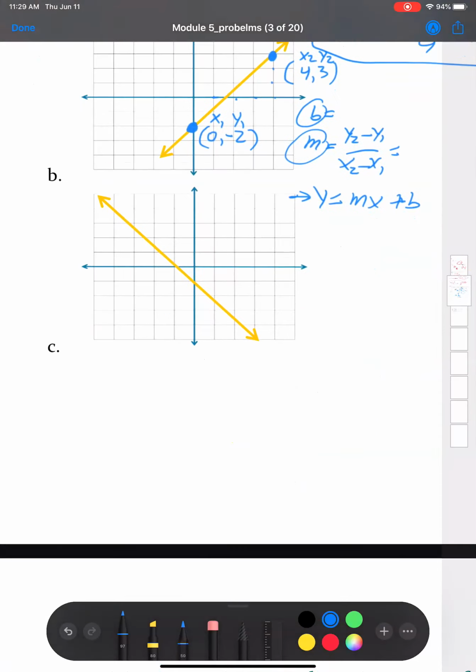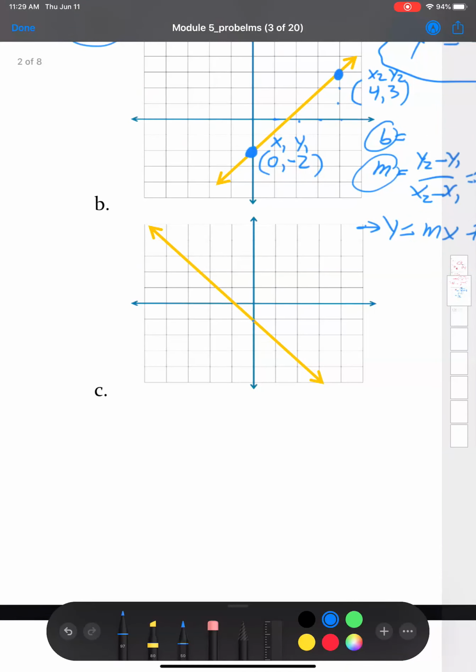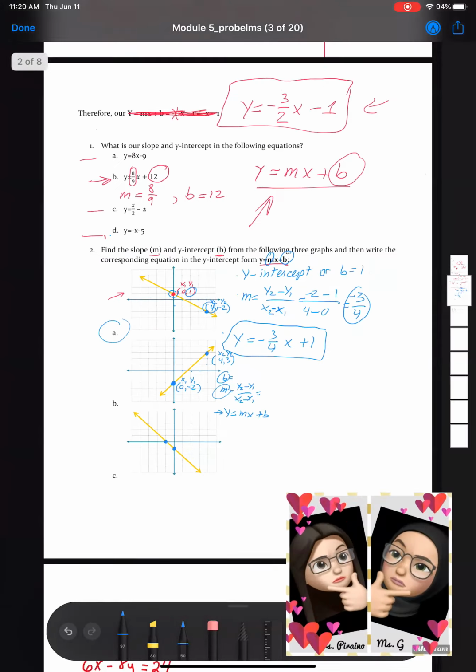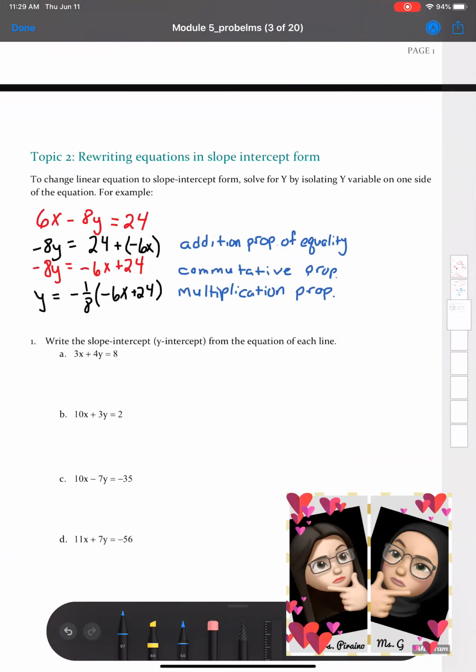Then do the same thing for C. I would say right here is your first point because it's going to give you your y-intercept, or b. And then for the second one, let me see. I would say this one right here is another good point. So go ahead and work through that and then come back for video number 2, which will cover topic number 2.